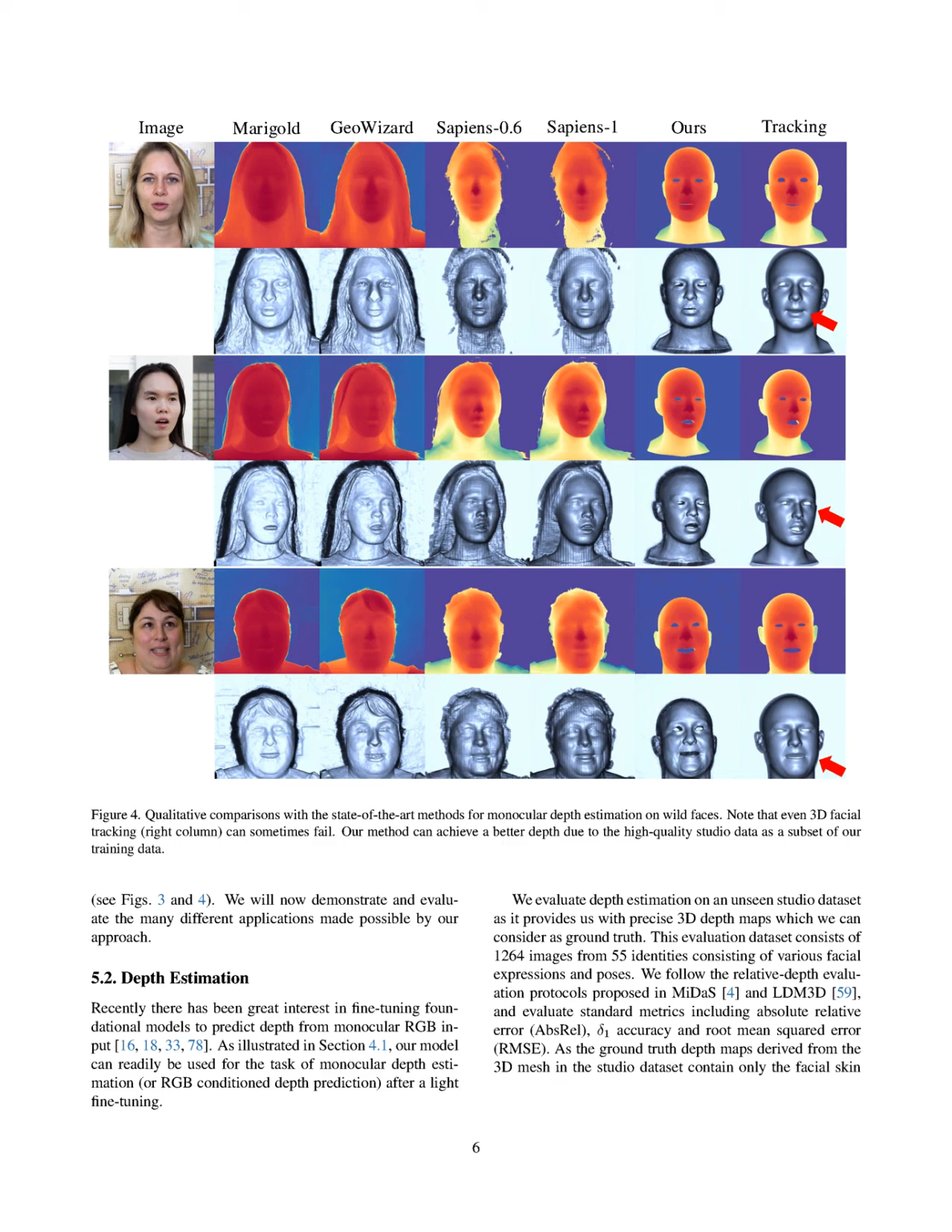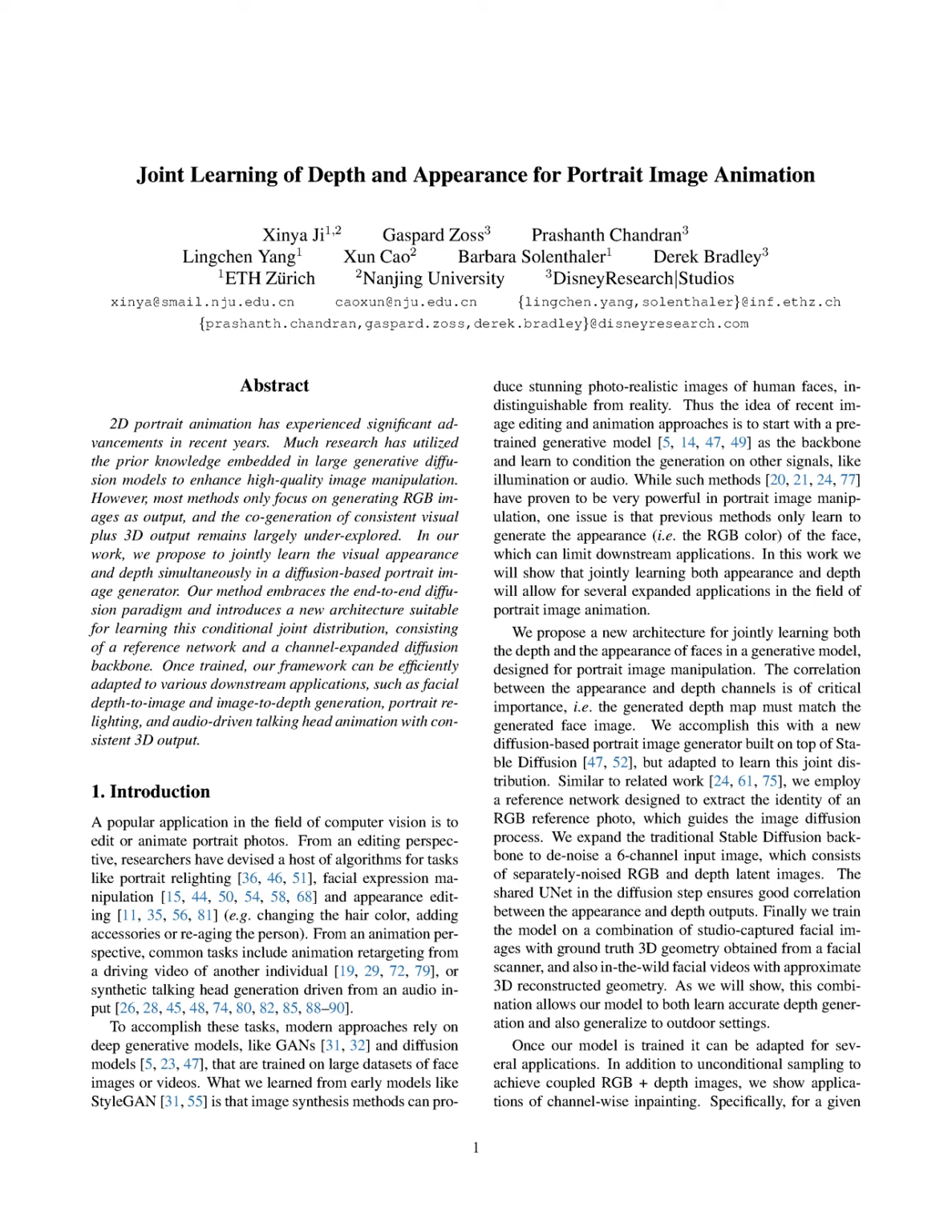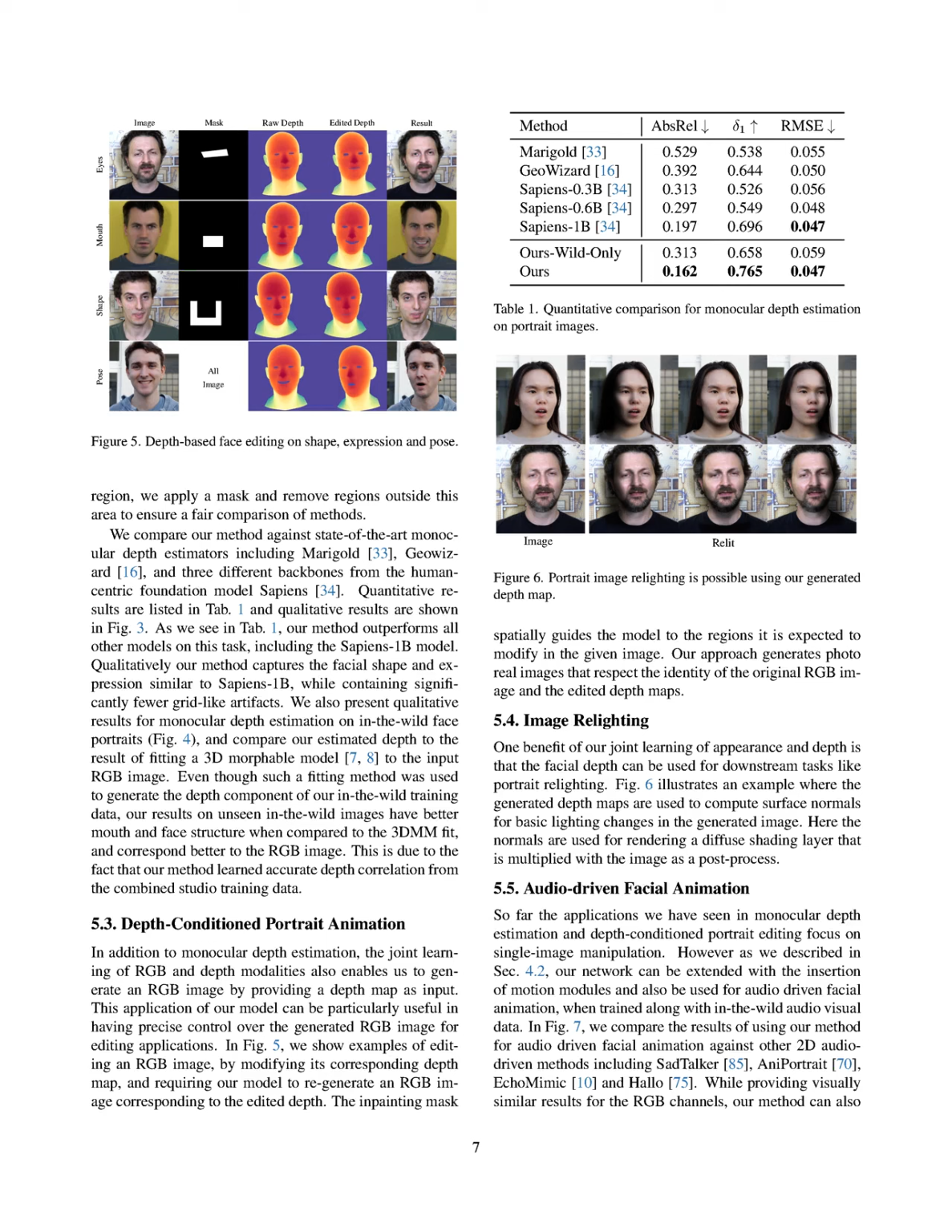Our method offers significant theoretical and practical advantages over existing approaches that focus solely on image generation. Firstly, by jointly learning both appearance and depth, we enable a more accurate representation of facial features, which enhances applications like monocular depth estimation and depth-conditioned portrait editing. This joint learning allows for precise control over the generated RGB images by modifying the corresponding depth maps, leading to photorealistic results that respect the identity of the original images.